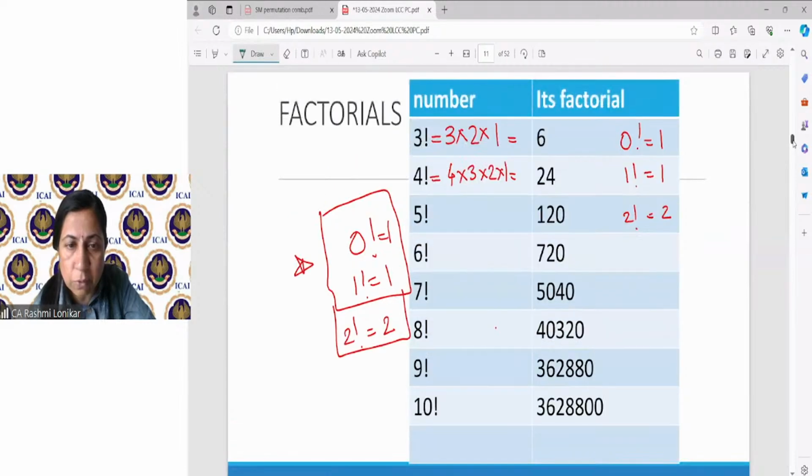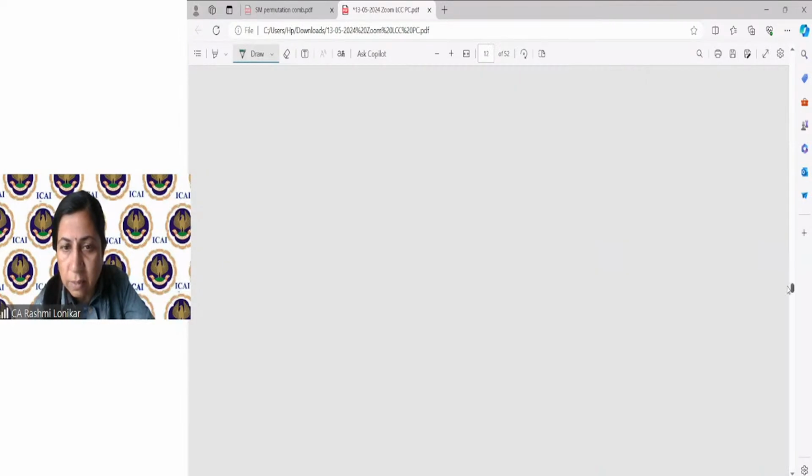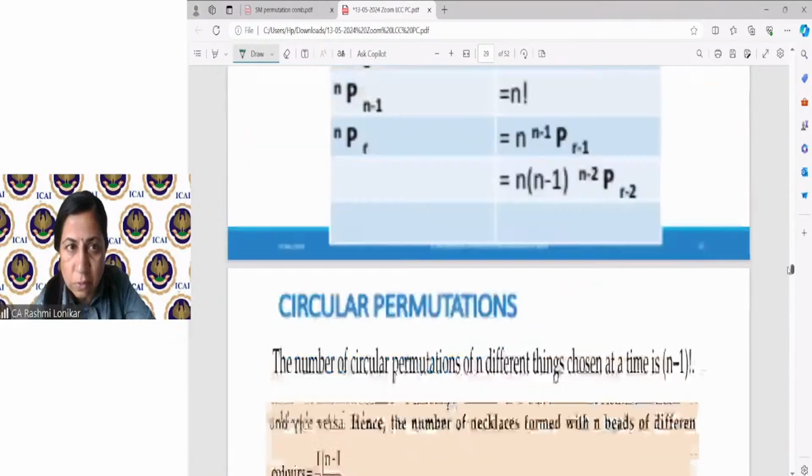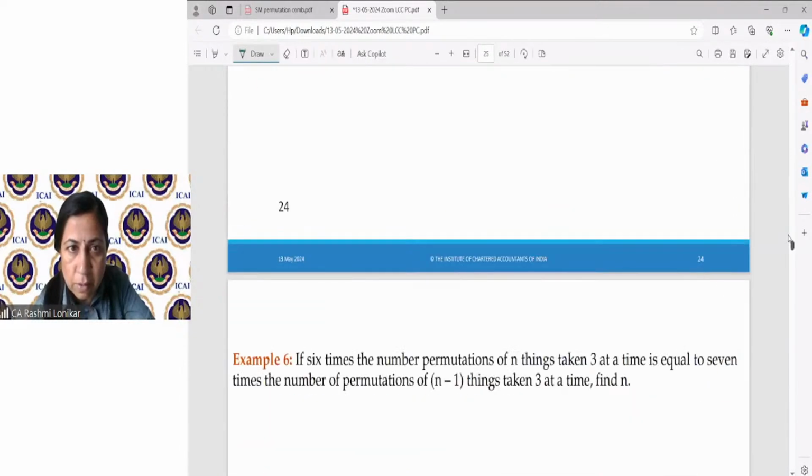Okay, you must remember this table, numbers and their factorials. This you must know. So 10 factorial is 3, 6, 2, 2, 8, 8, 0. Okay, it's easy to even remember.